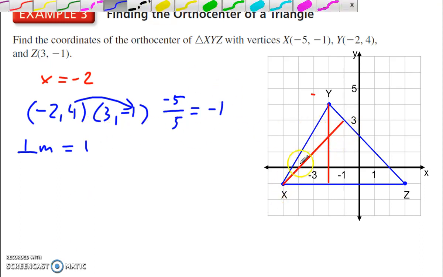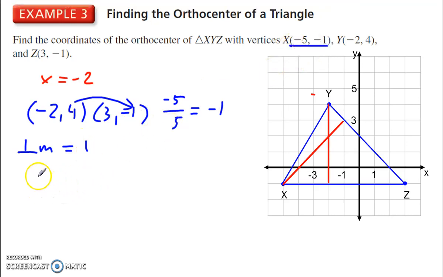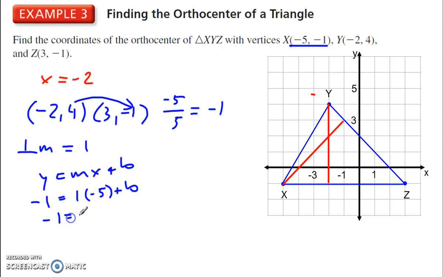Now I want to find the equation of this line that goes through this point X, (-5, -1), with a slope of 1. y equals mx plus b. Fill in what I know for x and y, -5 and -1, and then solve. So -1 is equal to -5 plus b. Add 5 to each side, and I get 4 is equal to b. Okay, so it's going to cross right there. So y equals 1x, or x, plus 4 is the equation of this line.